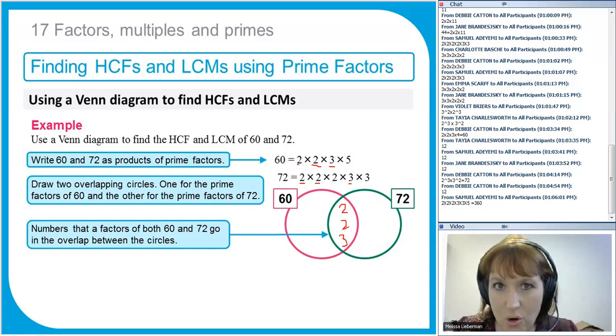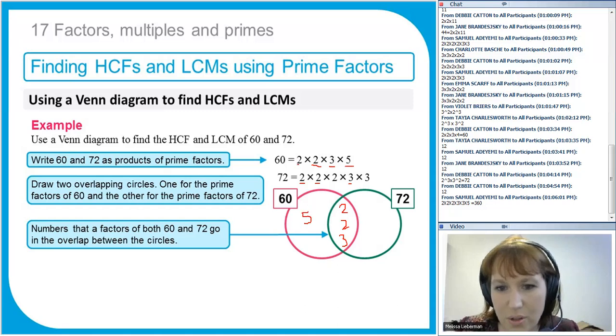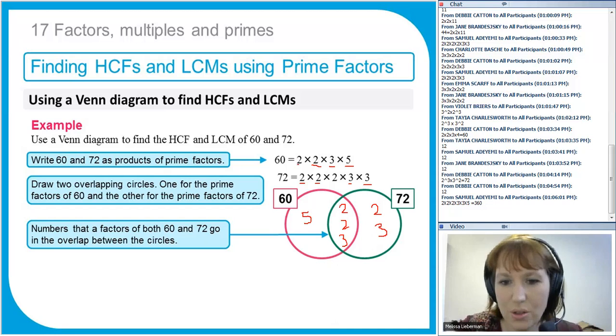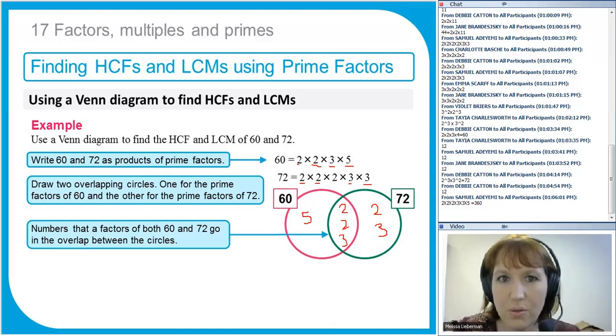Now 5 is not a factor of 72, so we're going to put the 5 out here. And then for the 72, we've got the 2, we've got 2, we've got another 2, so we've got a third 2, which is not a factor of 60, so we put that over here. And then we've got another 3. So I don't want that in the 60 circle, I want that over here. Okay, does that make sense? So altogether in the 60 circle, I've got 2, 2, 3, and 5. And in the 72 circle, I've got 2, 2, 2, 3, 3.